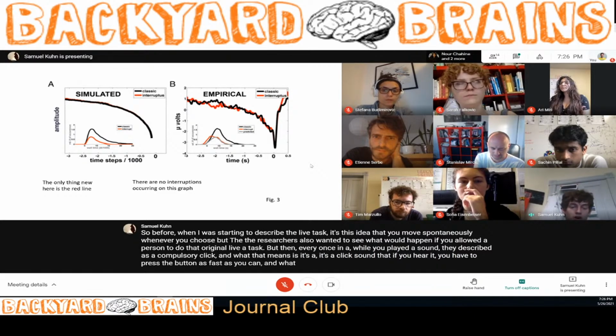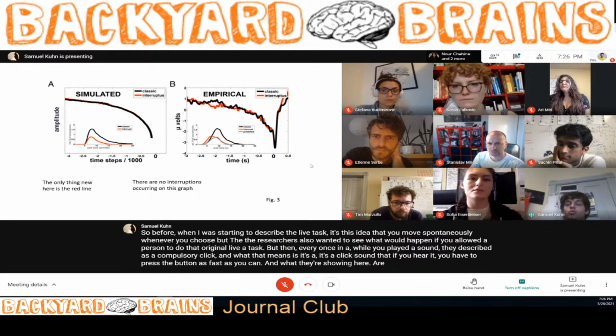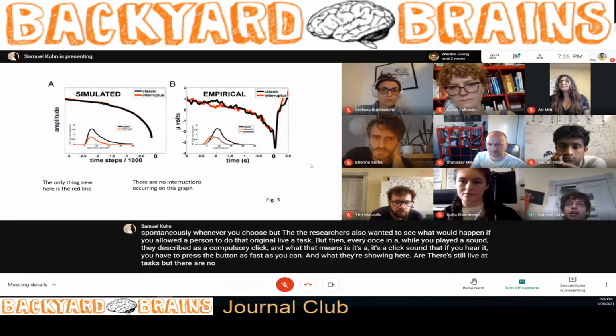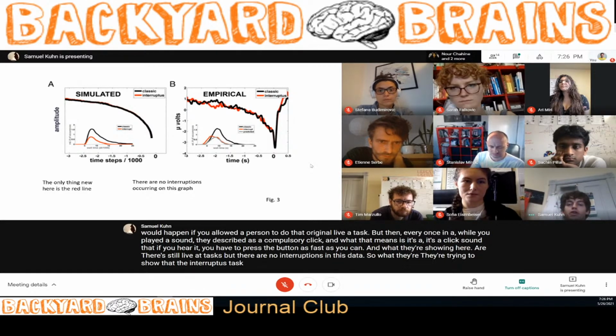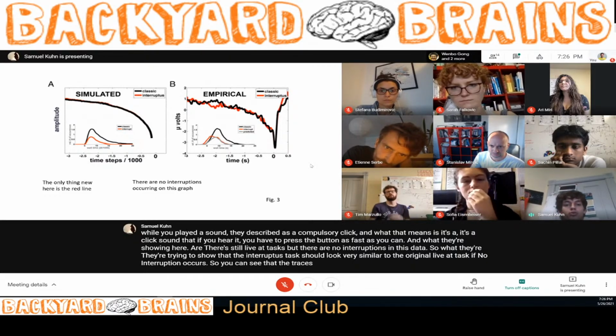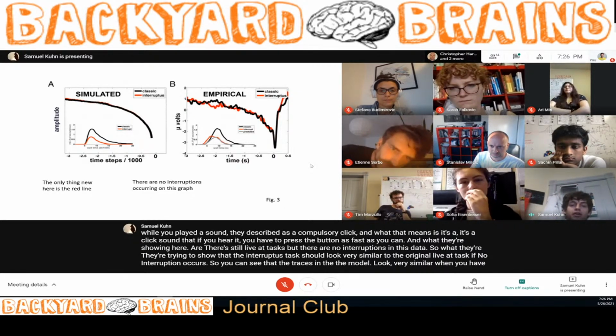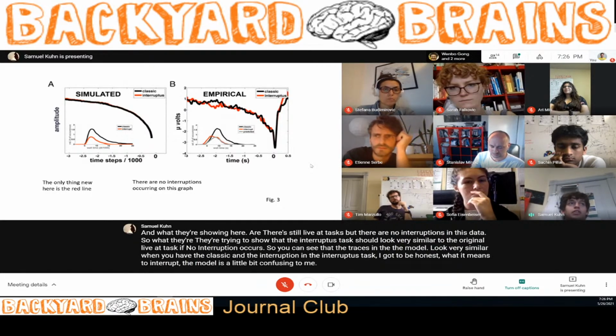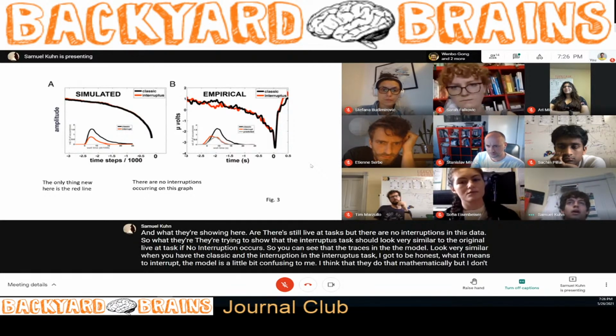What they're showing here are still Libet tasks, but there are no interruptions in this data. What they're trying to show is that the interruptus task should look very similar to the original Libet task if no interruption occurs. So you can see that the traces in the model look very similar when you have the classic and the interruptus task. I've got to be honest, what it means to interrupt the model is a little bit confusing to me. I think that they do that mathematically, but I don't know.